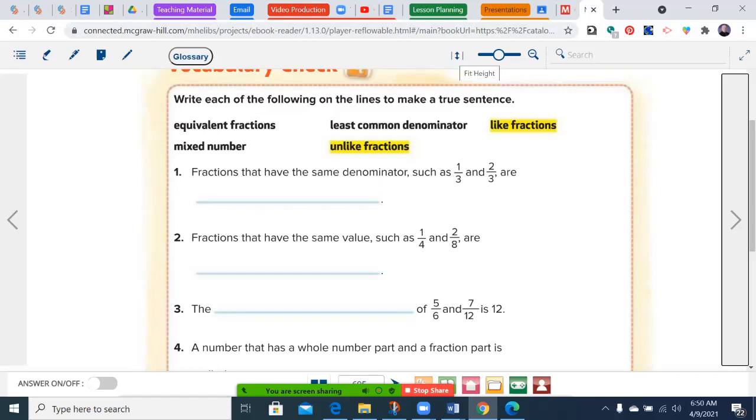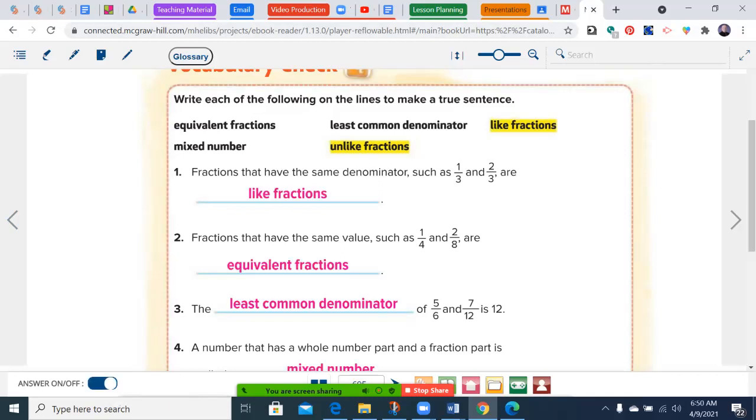At any point during this presentation where you feel that it's going too fast, feel free to pause the video, write down what you need to, and then unpause the video and move on. Let's start with a little vocabulary, and I'm going to go ahead and provide the answers.